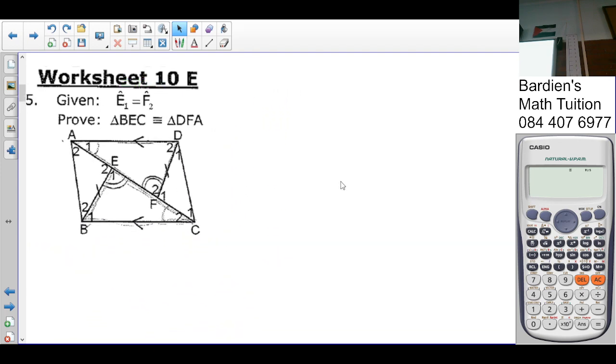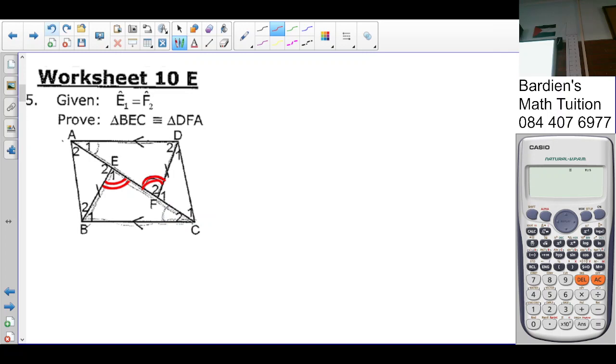In question 5, we are given that angle E1 is equal to F2. Okay? So angle E1 is equal to F2.